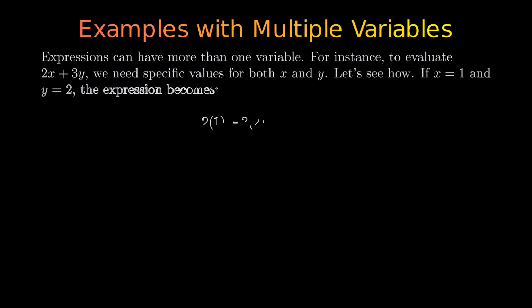Expressions can have more than one variable. For instance, to evaluate 2x plus 3y, we need specific values for both x and y. Let's see how. If x equals 1 and y equals 2, the expression becomes 2 times 1 plus 3 times 2 equals 2 plus 6 equals 8.